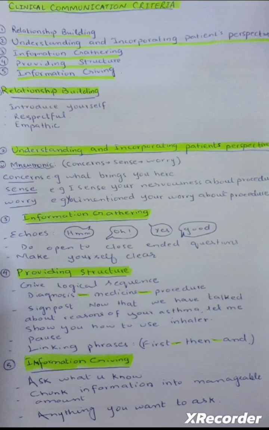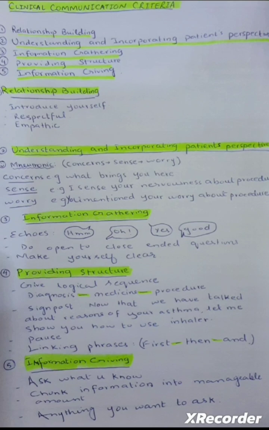And then the providing structure component: give a logical sequence to the patient. For example, if your patient has severe preeclampsia, you will first mention her diagnosis, and then, in a logical sequence, you can say that now we will proceed to the medication part, and we will attach a drip to your arm and give you medicine. Then you may explain the procedure of emergency cesarean section if there is suspicion of intrauterine death.